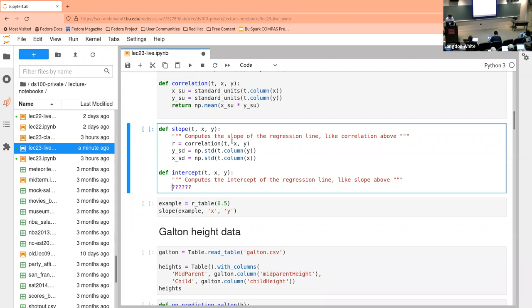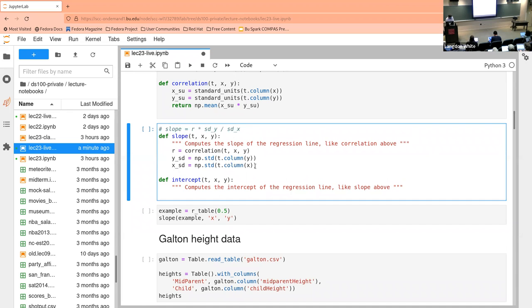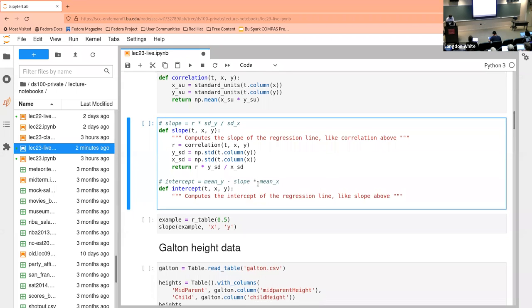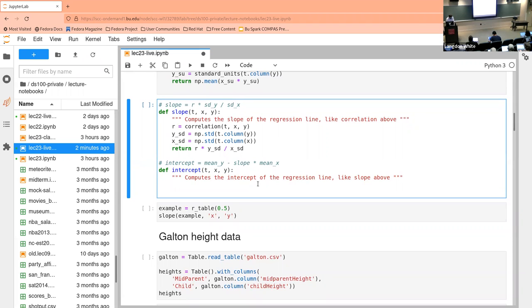And then to calculate the intercept, let me throw this part in here because I think it helps. For the slope, the mathematical formula is this. Oh, we forgot the important line here. How about a return? And now we know all the pieces, so we can say R times y_sd divided by x_sd. And then the intercept, let me throw that formula up there, which is the mean of y minus the slope times the mean of x.